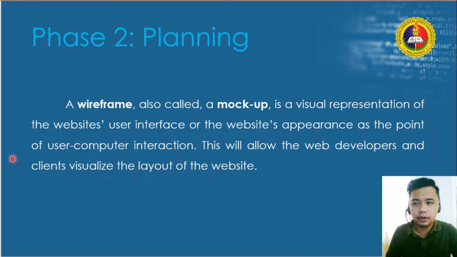Another one is what we call a wireframe. Another tool in the planning phase of web development is called a wireframe. A wireframe, also called a mockup, is a visual representation of the website's user interface or the website's appearance as the point of user-computer interaction. It does not, however, contain any design elements such as logos, images, colors, etc., but just the description of the elements to be added to the website. Wireframes serve as the blueprint of a website. These will allow the web developers and clients to visualize the layout of the website.